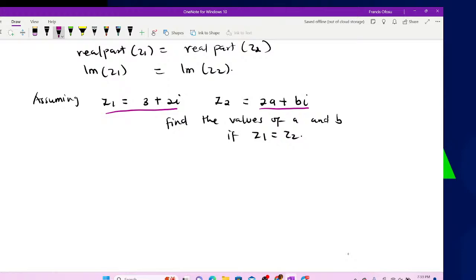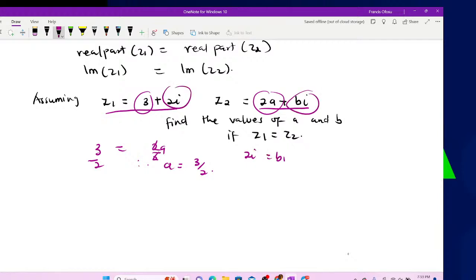But take note, from the equality, it says the real part of z1 should be equal to the real part of z2. So I can say 3 here is equal to what? 2a here, right? Therefore, a is simply equal to, you divide here by 2, here by 2, and a is simply equal to 3 over 2. Now we can have 2i here to be equal to bi. Therefore, the i will cancel i and we get b is equal to 2. So b is equal to 2.